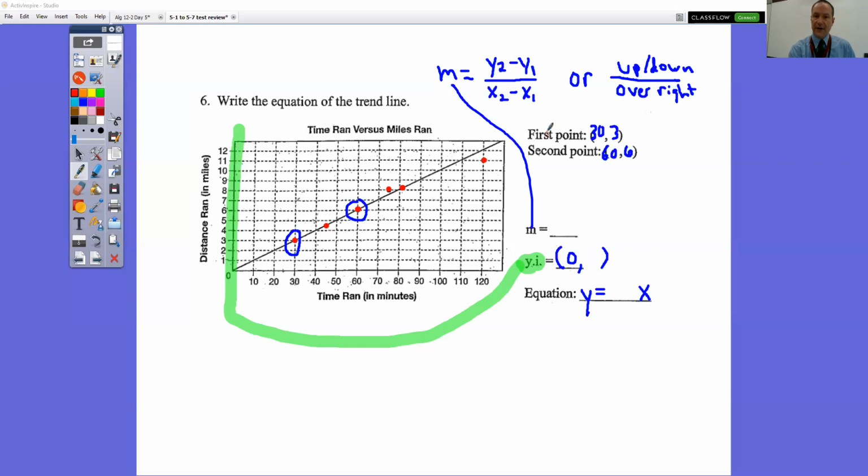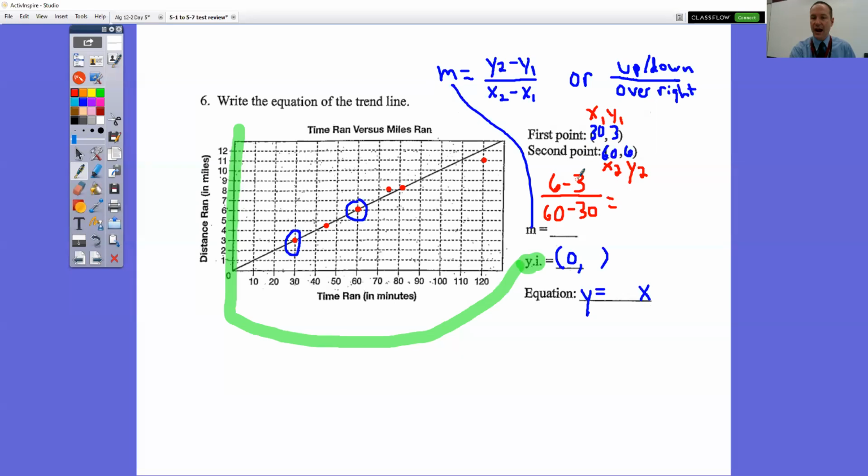So one way to find the slope is to do the formula, all right? If you go to use the formula, remember that all points are written x comma y. Whatever the ones for your first point are, those get ones. Whatever the ones for your second point are, those get twos. In our formula, y2 minus y1, we'd be doing 6 minus 3. x2 minus x1, we'd be doing 60 minus 30.